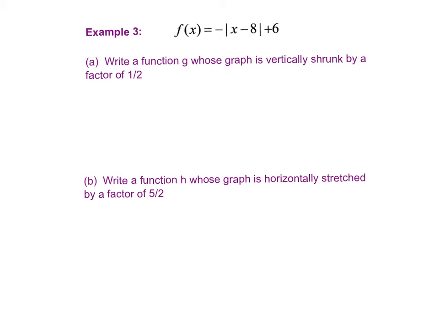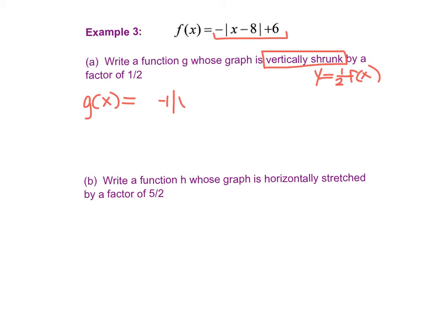So now looking at this absolute value example, notice here the first example says write a function whose graph is vertically shrunk by a factor of 1/2. So we know that this is going to multiply the entire function by the a value of 1/2. So we name our new function g of x. We then take our current function, which is, remember that's a -1 out in front, so it's -1 times the absolute value of x minus 8, plus 6. And that entire thing is being multiplied by your vertical shrink of 1/2.